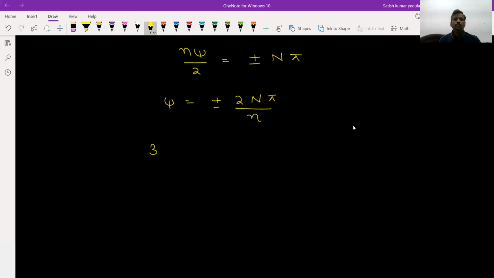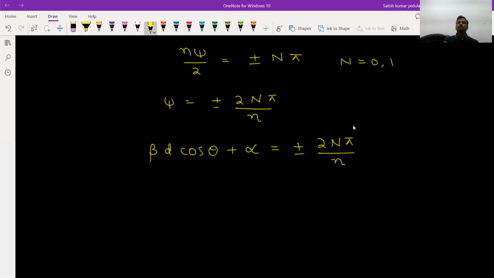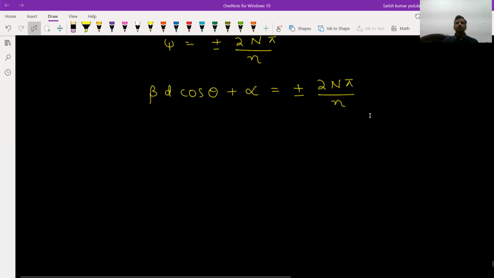But psi will be equal to beta d cos theta plus alpha, which is equal to plus or minus. It's very easy. Only thing is the number of steps will be more, but the concept is very simple. Here n is actually equal to 0, 1, 2, 3, and so on. Now alpha will be equal to 0 for the case of broadside array, because it is broadside array case. Then beta d cos theta.